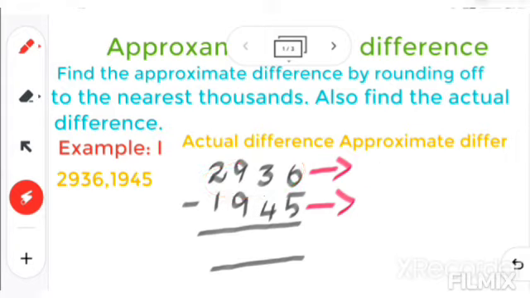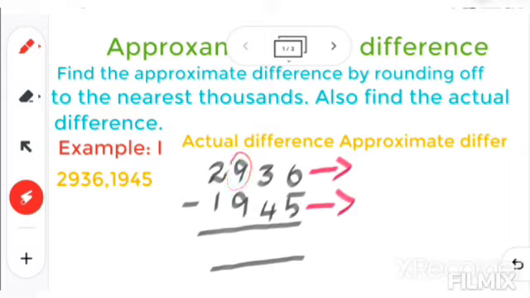So to round off to the nearest thousand, what do you have to see? First you will see the number in the thousands place. Again you will see just the digit on the right side of this digit. So on the right side of this digit, what number is there? 9. The number in the thousands place is 2. So on its right side the number is 9. So you will observe this number on the right side of the thousands place. So here 9 is there, and 9 is bigger than 5.